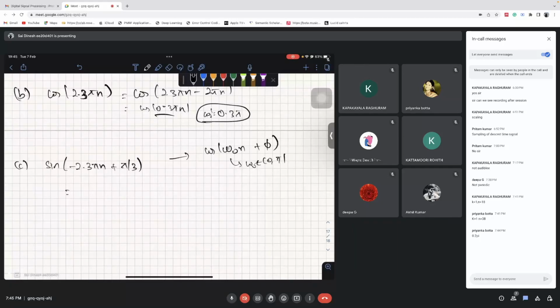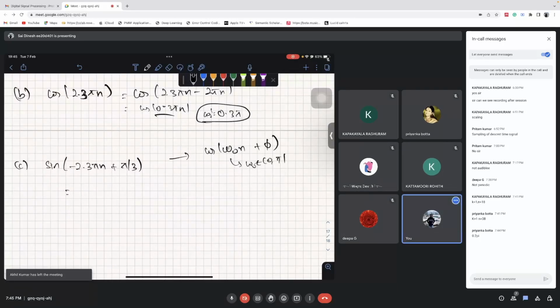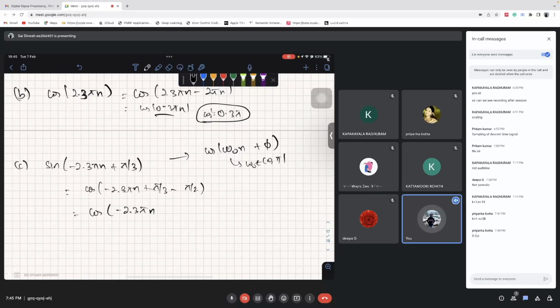You can unmute your mic. So the first step would be to bring it to cos. So minus 2.3 pi n plus pi by 3 minus pi by 2, which is cos of minus 2.3 pi n minus pi by 6, correct?